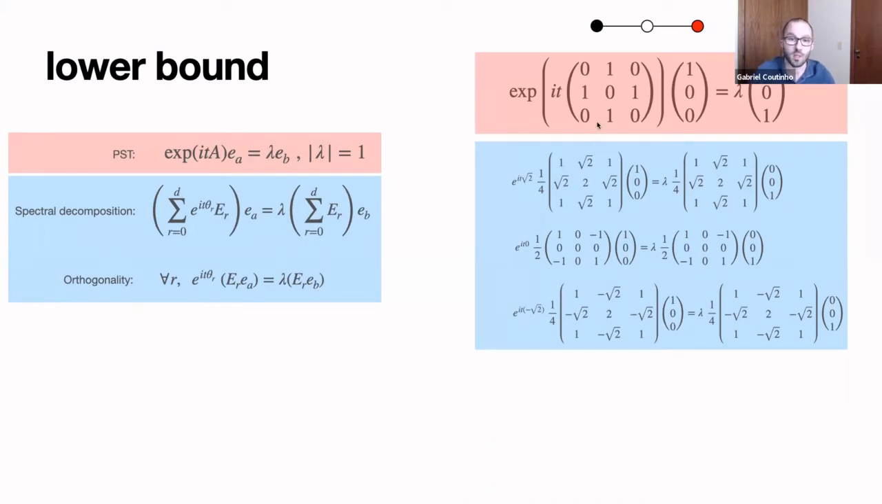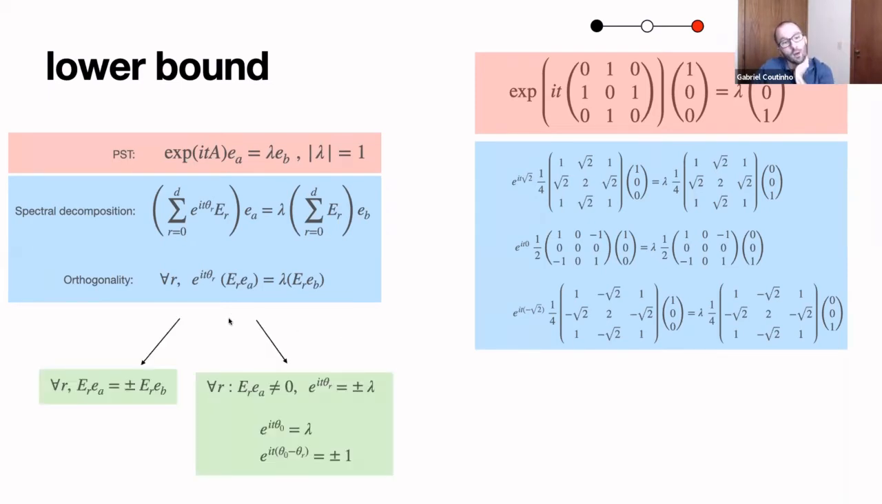Now, if you look at this example, this matrix has three eigenvalues: square root of 2, 0, and minus square root of 2. These matrices you see here are the projectors. I'm already displaying the three equations that you get if you look at each eigenvalue separately. You need to find a time t and a value for lambda that make these two sides equal simultaneously. So this is the system of equations you must solve to decide whether or not there is state transfer in your graph.